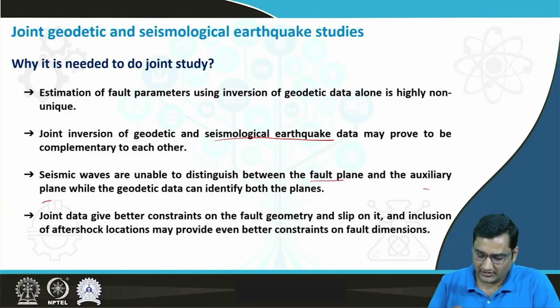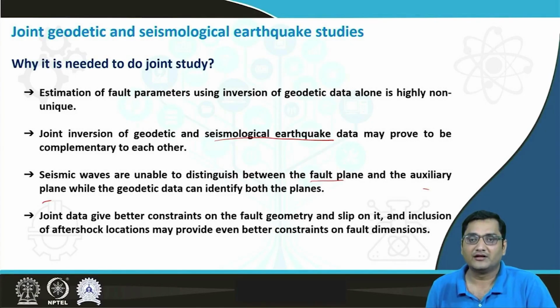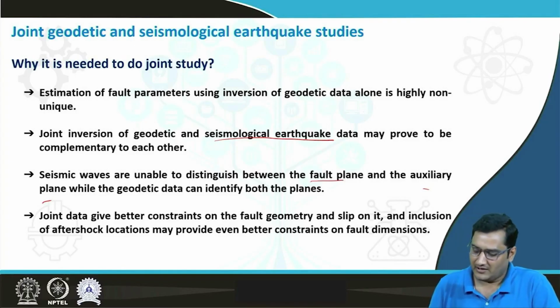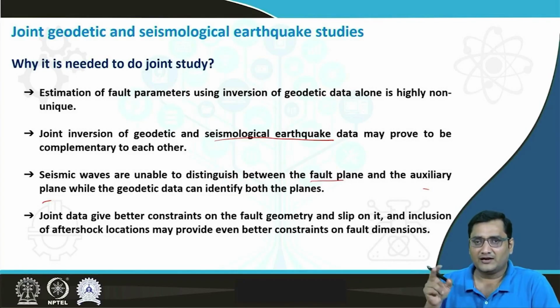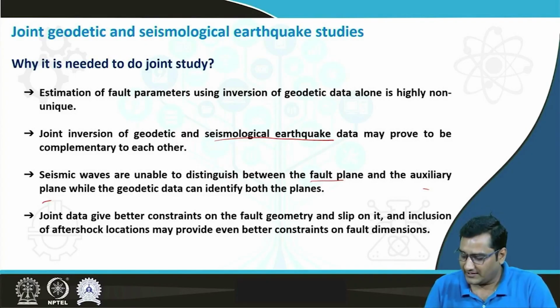So this is what it is written here: joint data give better constraints on the fault geometry and slip on it, and inclusion of aftershock location may provide even better constraints on the fault dimension. Apart from having both of the data together, if we add aftershock location as well, then we can have way better constraints on our modeling process, and it will give you a better idea about the fault dimensions.